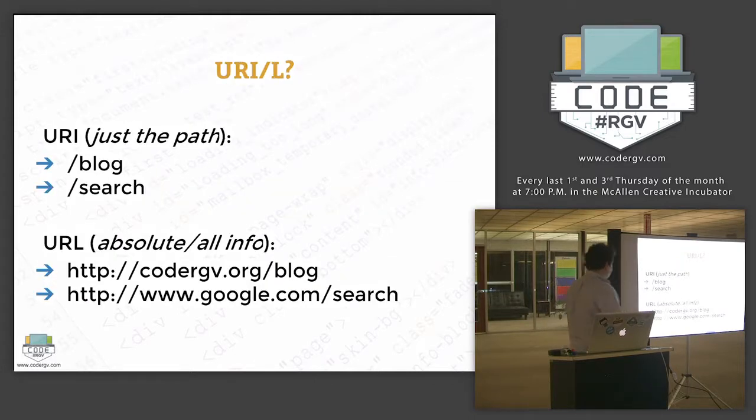So what is a URI? Just think about it as the path. A URI is the part after the beginning of the website. This is our website. The URL is the full path, the absolute path. The URI is just the path, the blog. The URI for search for Google is just /search. Does that make sense?